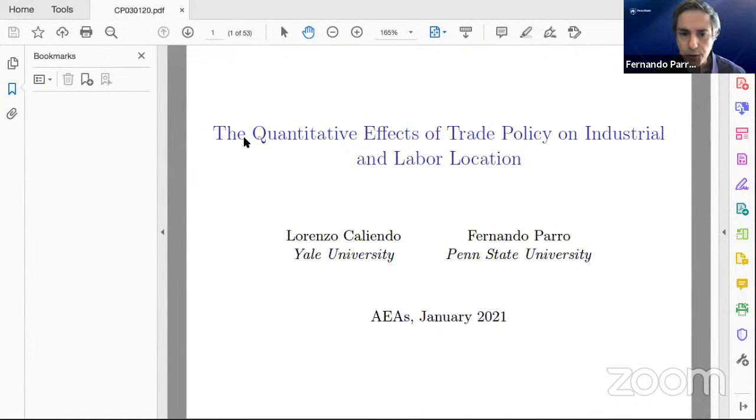Okay. Can you see my slides? Yes. Okay. So thank you, Andre, for organizing this session. This is work in progress, joint with Lorenzo. I'm going to start this presentation by looking at the data. Panel A shows the evolution of manufacturing employment and manufacturing establishments in the United States over the last 20 years. The green line shows a decline in manufacturing employment that has been very well documented in recent research.